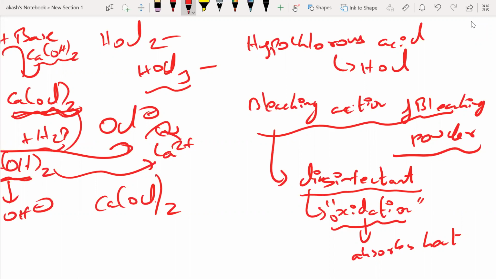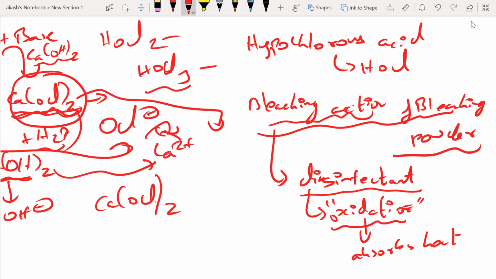I'm telling you that in bleaching powder, the formula is CaOCl2, right? Now that I told you there's something called bleaching action, basically the oxidation reaction, something to kill the microbes, I'm telling you, CaOCl2 as such is not responsible for this. Something is going to come out from this, some X, and that only is responsible for the bleaching action.